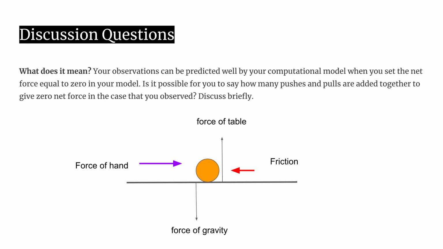Your observations can be predicted well by a computational model when you set the net force equal to 0 in your model. Is it possible for you to say how many pushes and pulls are added together to give the net force in the case that you observed? Discuss briefly. These are all the forces acting on the glue stick. The forces in the y direction include gravity and the table, and because they cancel, these pushes and pulls make it so the object does not move in the y direction at all. On the other hand, there's a force in the negative x direction that will cause the glue stick to slow down over time, and that opposing force is friction.